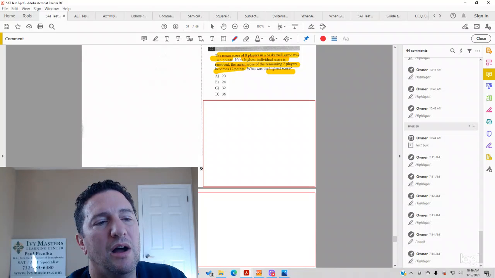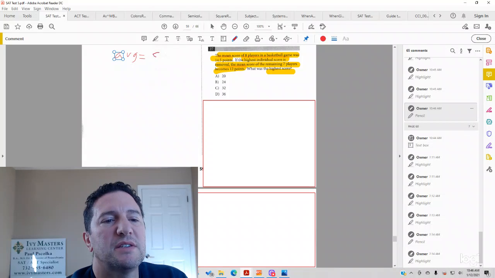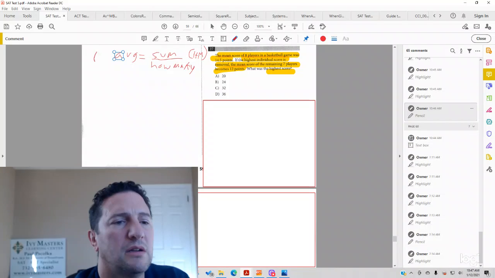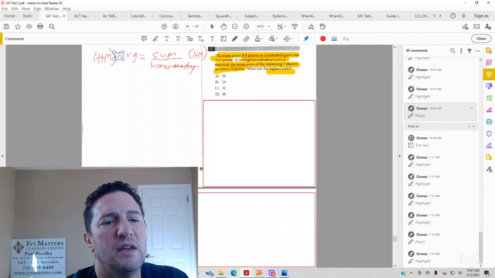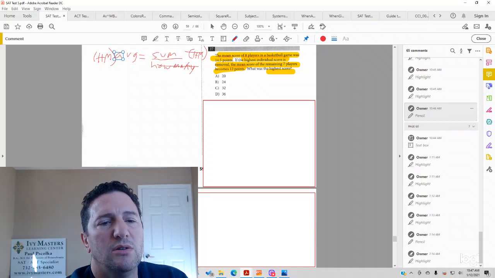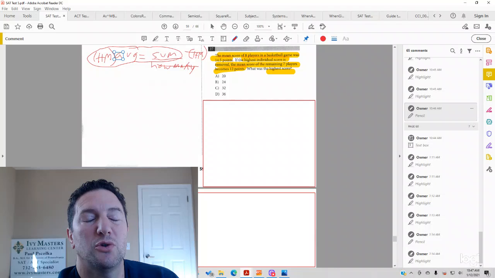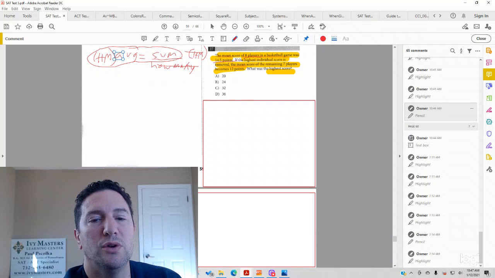And I can show you why. Most students, they know this: average equals the sum or the total, whatever you prefer to call it, over how many items there are. Well, notice if I multiply both sides by HM, for how many, then these cancel, and what you get is the sum is the average times however many things you've got. So knowing this is pretty much the only thing that you need to know in order to get average questions correct on the SAT.